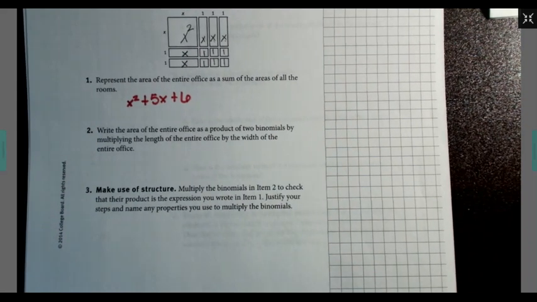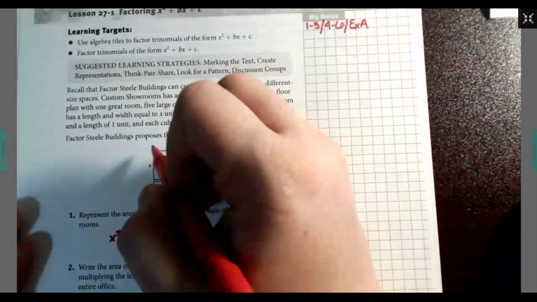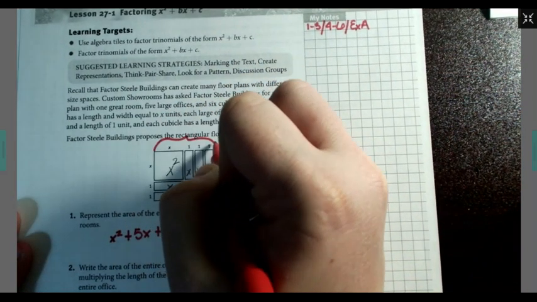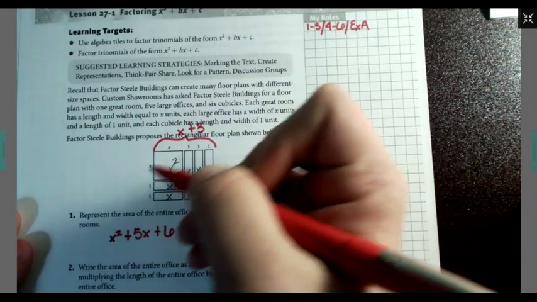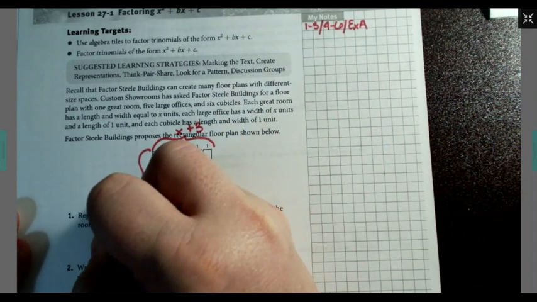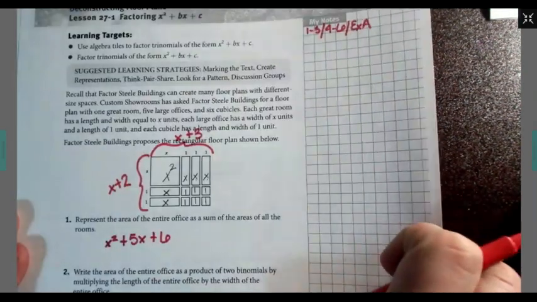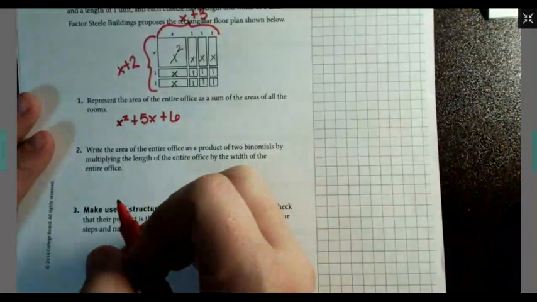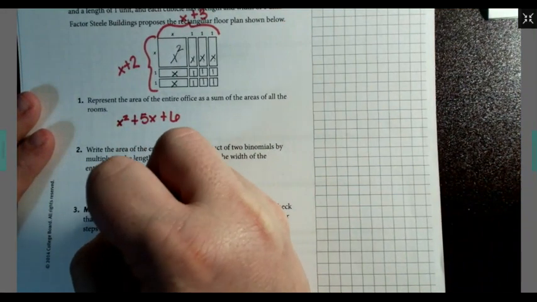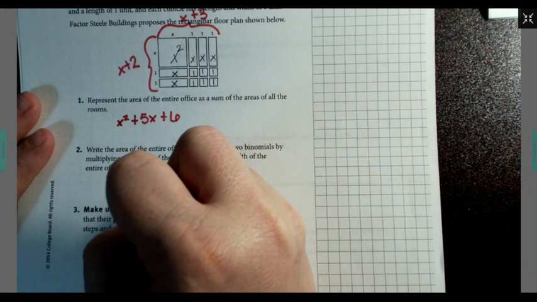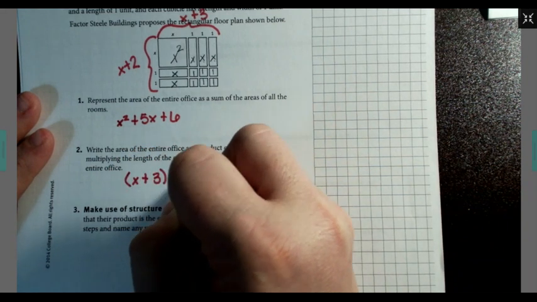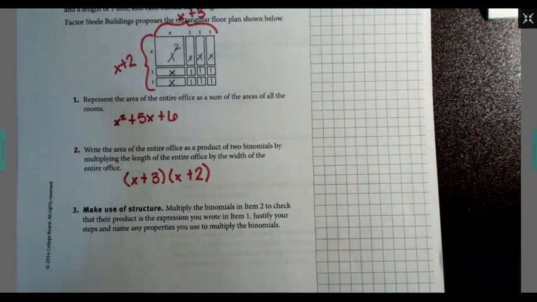Number 2. Write the area of the entire office as a product of 2 binomials by multiplying the length of the entire office by the width of the office. Well, if we look back at our picture, we have x plus 3, and here we have x plus 2. So length x plus 3, width x plus 2. Both of those are binomials because they are 2 terms. So we would do the product of x plus 3 times x plus 2.